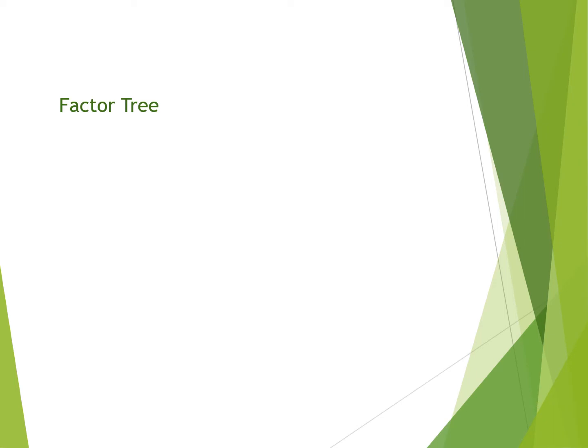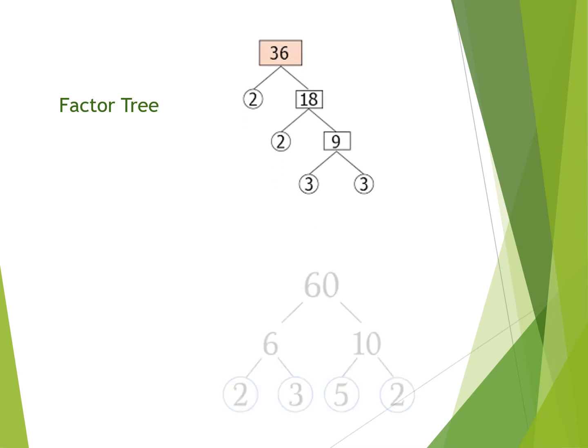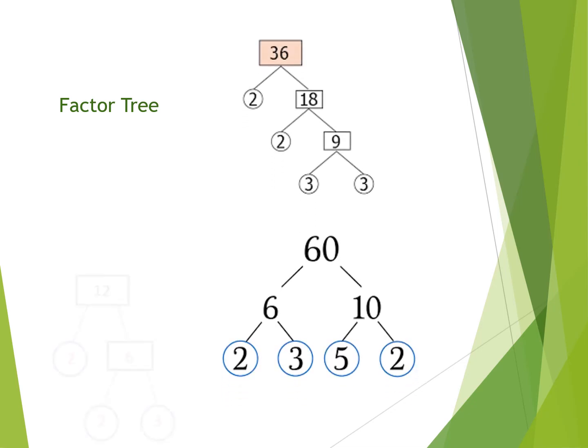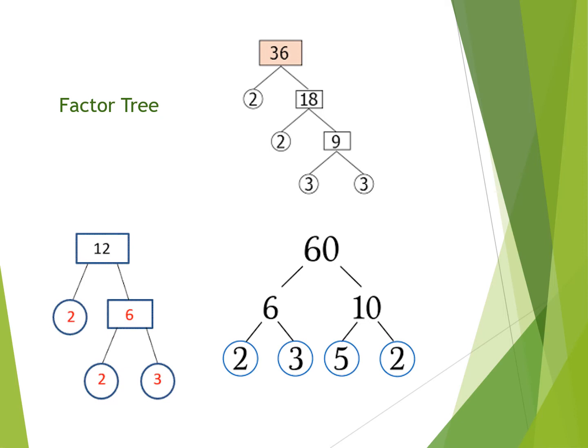Now for bigger numbers, we can determine the prime factorization by first doing the factor tree. You can look at the factor tree on the screen. I've got some examples for you. There's 12, 36, and 60. In primary school, we have learned to do the factor tree.